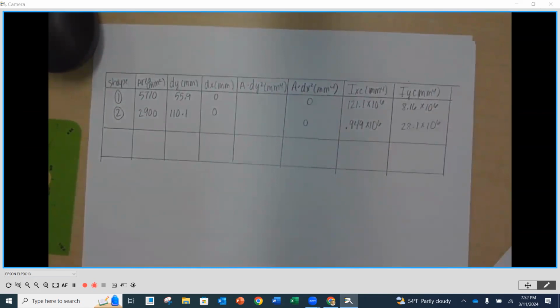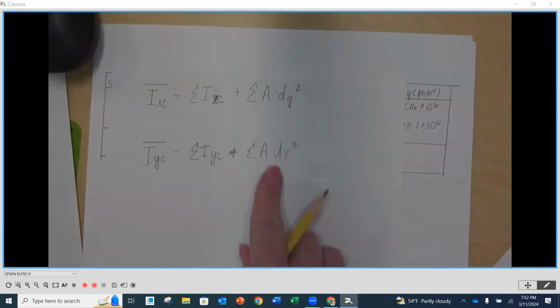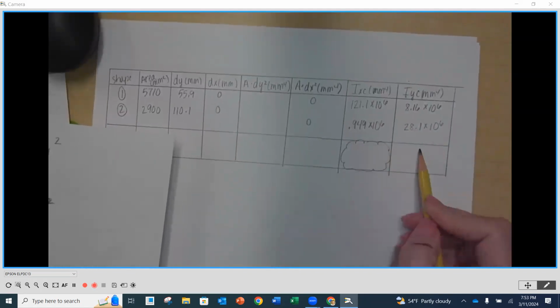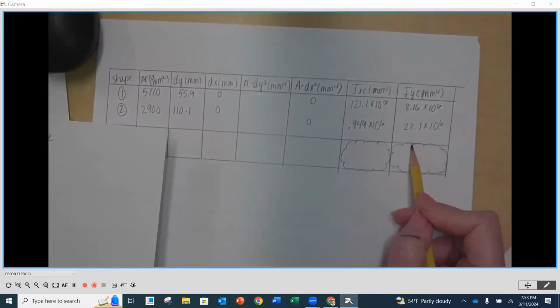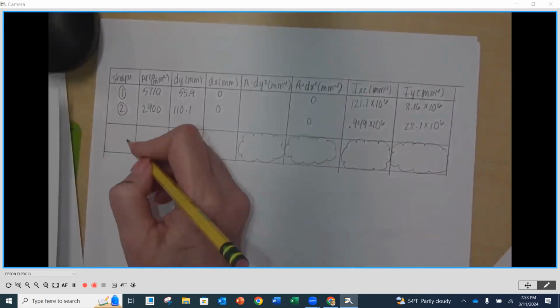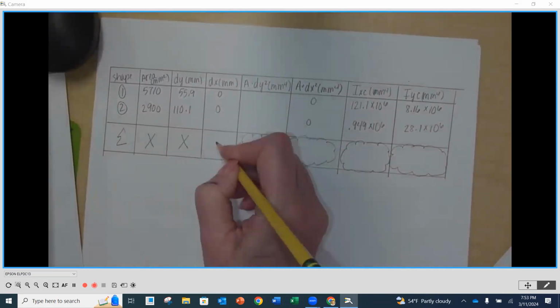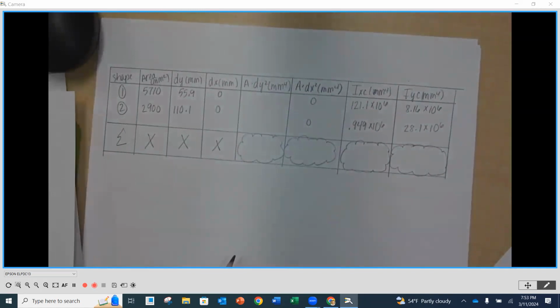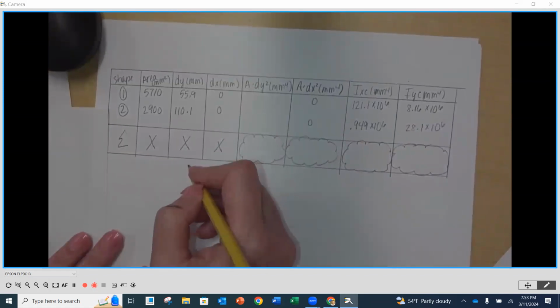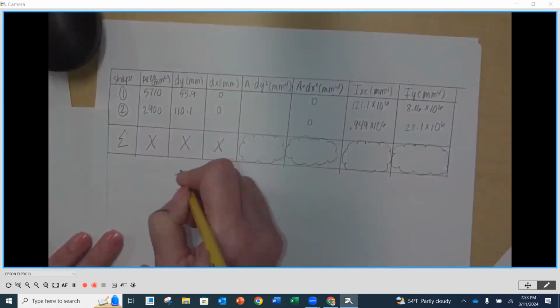Now, as we look at our moment of inertia equations, we need to sum up the columns for each one. So we need to sum the IXC, the IYC, and then the summation of the A times the dy squared, and the summation of the A times the dx squared. So these are going to be our summations. We don't need any of these three, but we do need those four. So go ahead and do that last calculation in your summations, and then you can fill in, but I'm going to translate these over here.